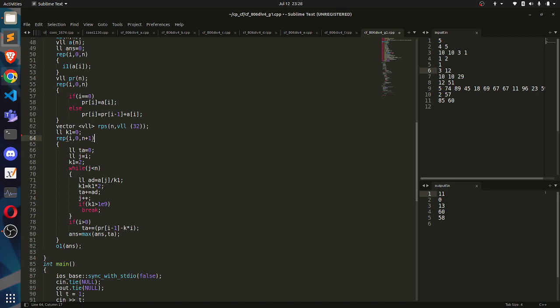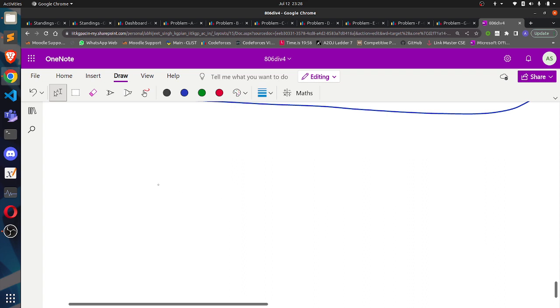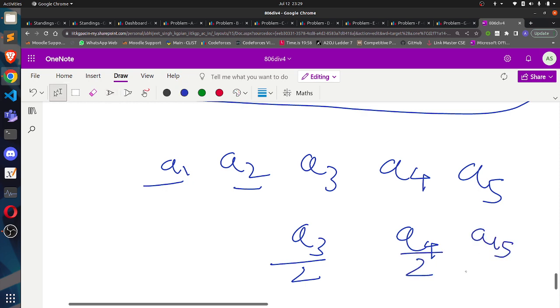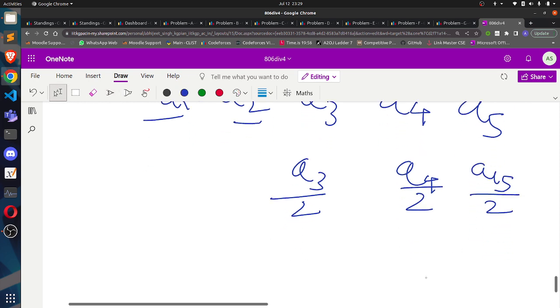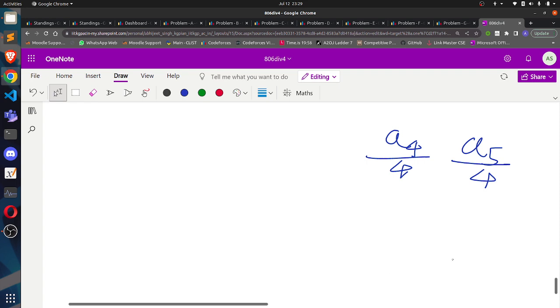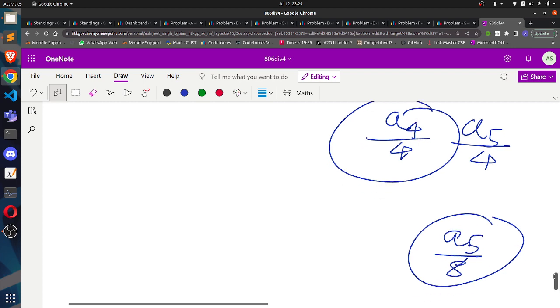For the next element, what happens is we use 2 good keys for a1, a2, and then for the remaining 3 elements we don't use good keys. So we will have to take a3 by 2, meaning we open a3 using a bad key. So the values become a3 by 2, a4 by 2, a5 by 2. Then for a4 we also use a bad key, so it becomes a4 by 4, a5 by 4, and then for a5 it becomes a5 by 8. So we'll use these values in our sum.